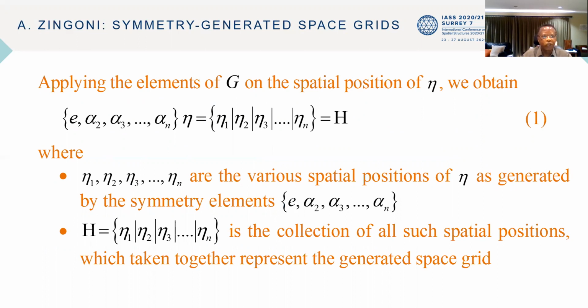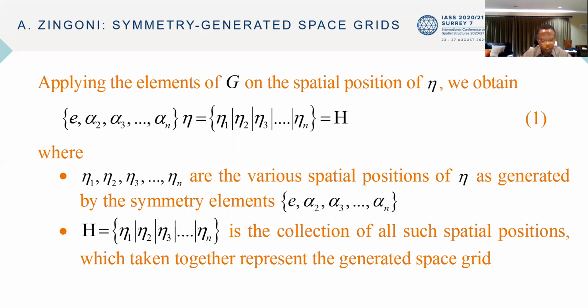Let's call that H, where eta 1, eta 2, eta 3, up to eta n are the various spatial positions of eta as generated by the symmetry elements E, alpha 2, alpha 3, up to alpha n. And H, which is eta 1, eta 2, up to eta n, is the collection of all spatial configurations, which taken together represent the generated space grids. The vertical bar notation here denotes that the units are connected to form a structure.